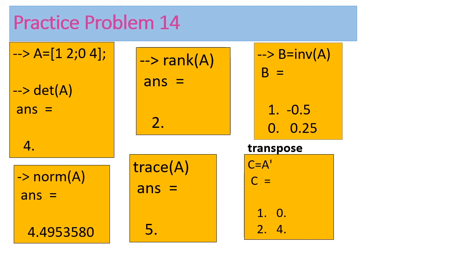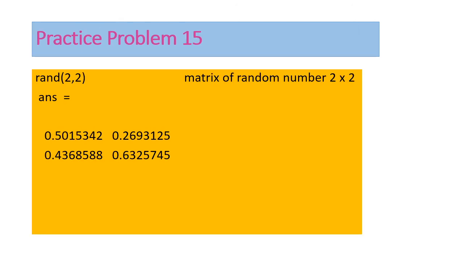If you want to identify the determinant of A, the function is det of A. If you want to identify the norm of A, the function is norm of A. Rank of A will be identified by the function rank of A. Trace of the matrix will be identified by trace of A. If you would like to produce the inverse of A, the function is inv of A. The transpose is identified by A dash. Then rand of 2, 2 signifies 2 rows and 2 columns of random numbers will be generated here.